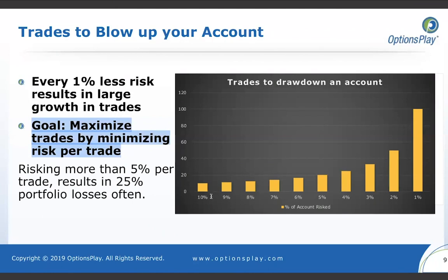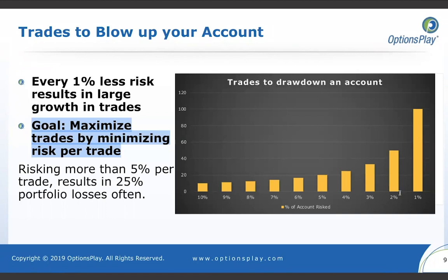trade. So if you're risking 10% of your account per trade, you could only take 10 consecutive losing trades before you've lost everything in your account. You have no more capital to continue. And for every 1% you reduce that by, as you can see, the number of trades that you can trade in a row without blowing up your account grows at an exponential function.